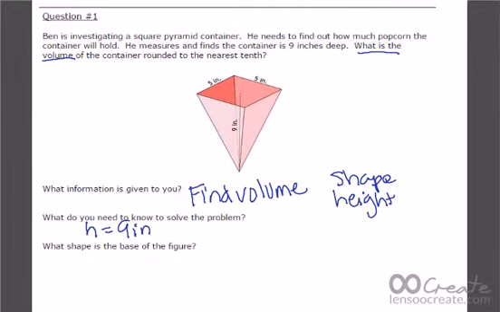And we also need to know about the base. So that's a square pyramid, so my base is a square. And look at that, the next question even says, what shape is the base of the figure? I already figured that out. The base is a square. Alright, so it wants me to find volume. I've already been given the height. I know the base is the square.